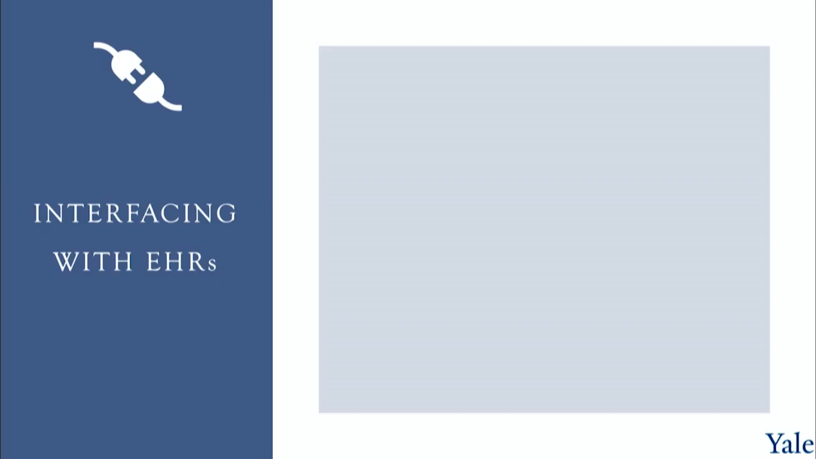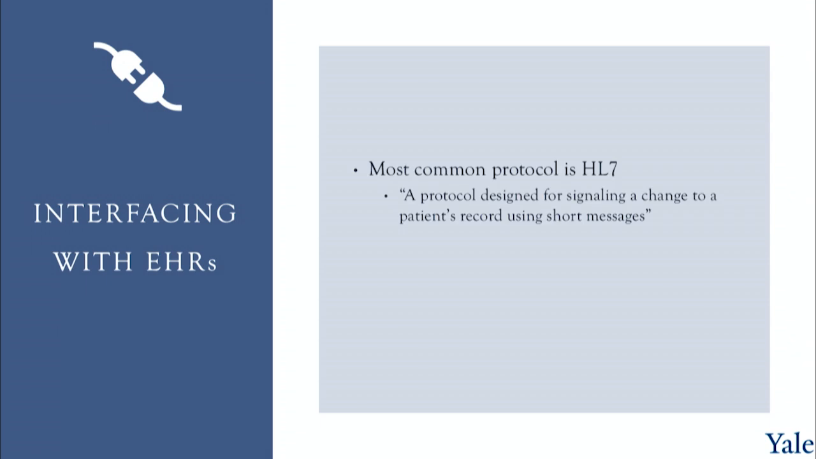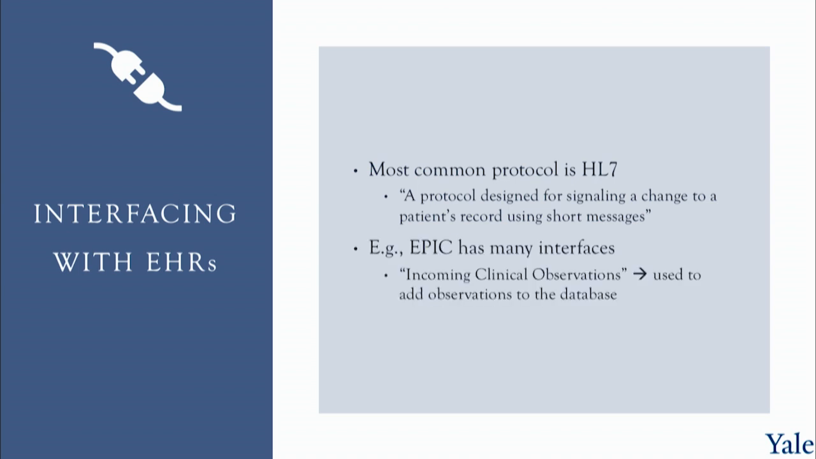How does one interface with the EHR? At the software level, the most common network protocol is what's called HL7. It's a protocol designed for signaling a change to a patient's records using short messages. That's a formal definition. For example, Epic, one of the major health systems that we use here and many other high-end hospitals in the United States, has many network-based interfaces. For example, something called incoming clinical observations, and you use it to add observations to the database. So if your software needs to access health information of a patient, you'll be interfacing with the EHR. You'll learn to talk HL7.